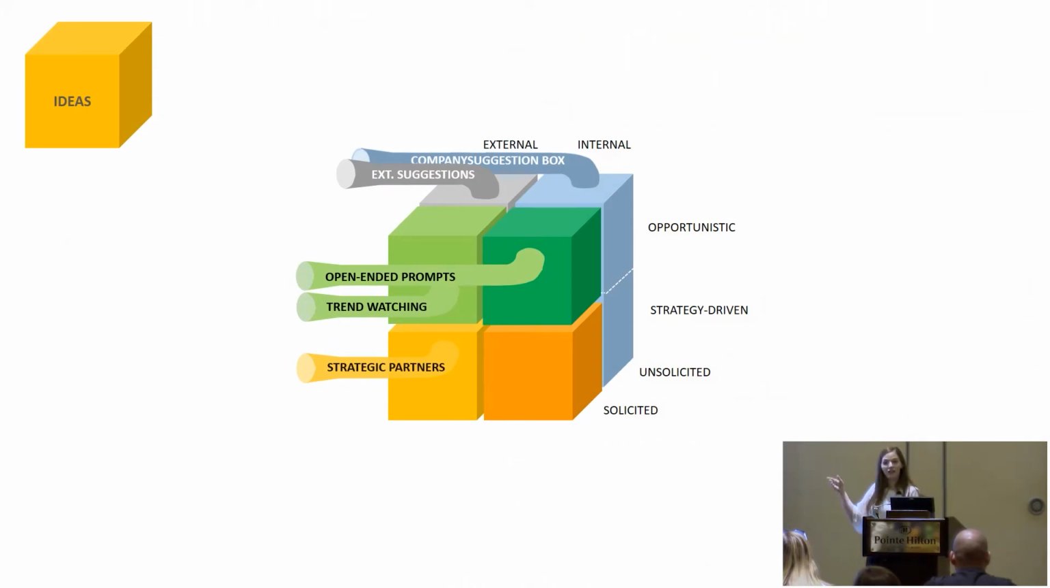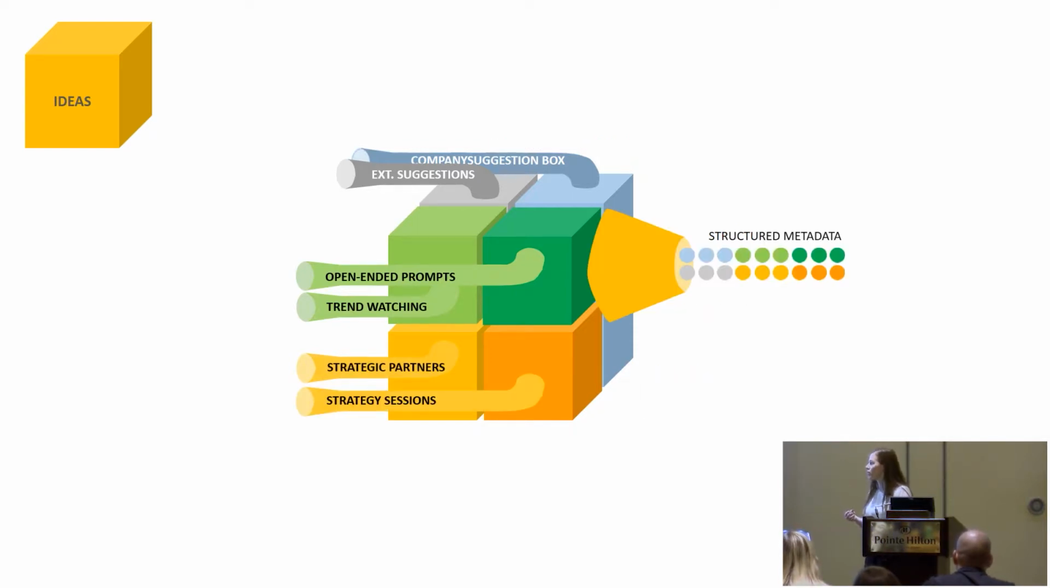Trend watching was that if there are market trends, right? AI is this new big thing. Blockchain is this new big thing. How are we bringing that into our organization? We might have strategic partners. We might have strategy sessions. And all of these ideas are coming in through different ways.